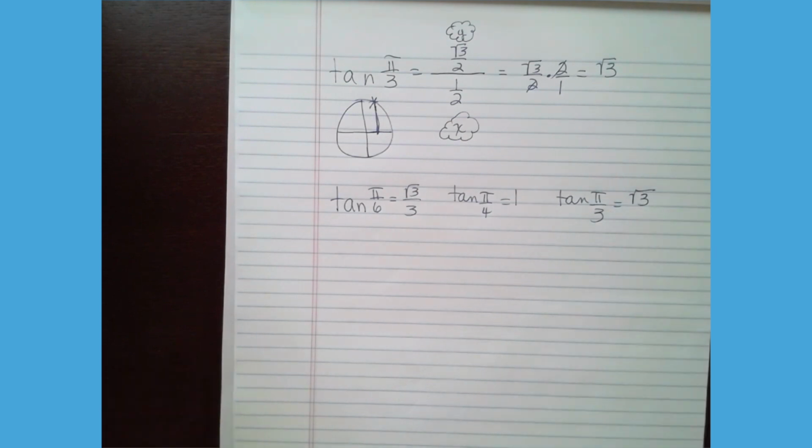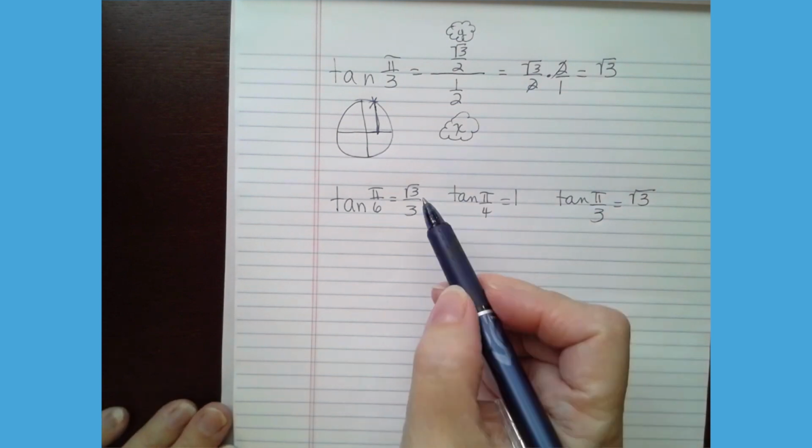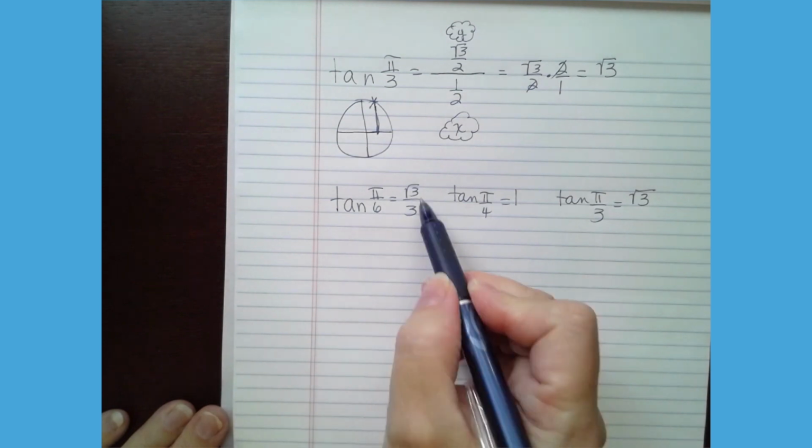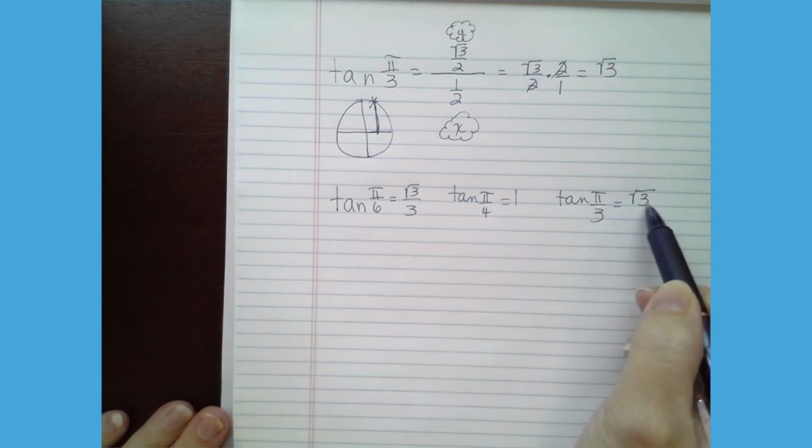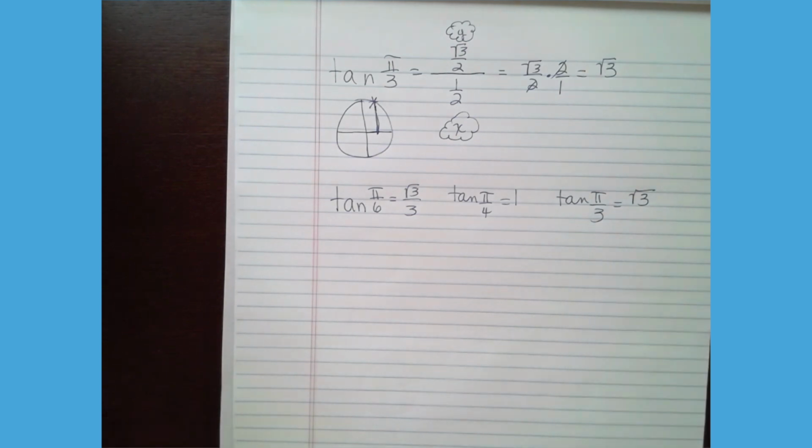And sometimes if I get confused, I go, ooh, look, the tangent of pi 6 has 2 3's in it, and the tangent of pi third only has 1 3 in it. And that kind of helps me not get those confused.